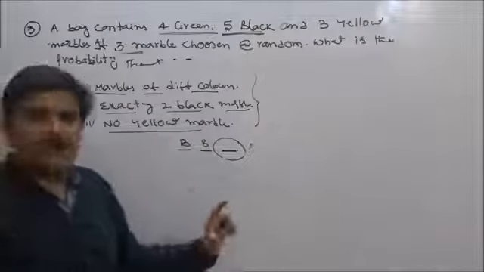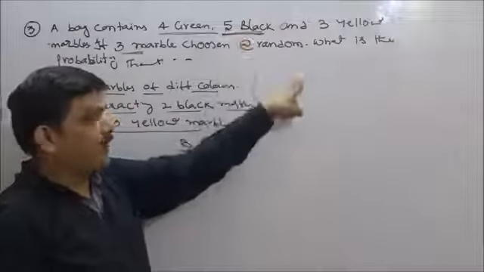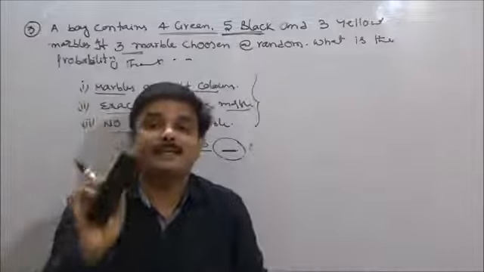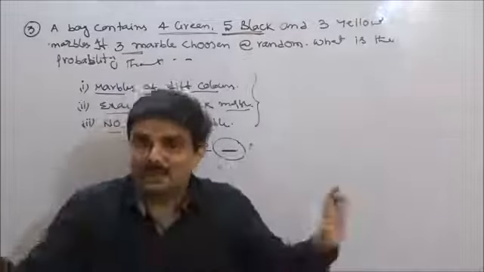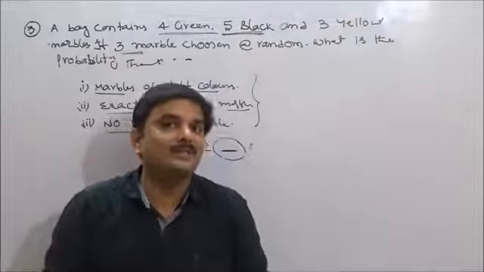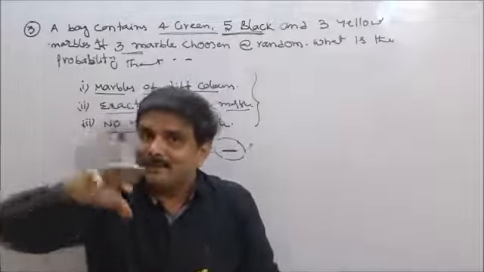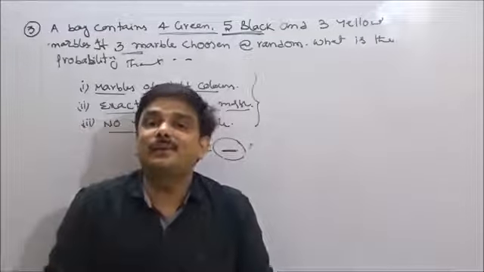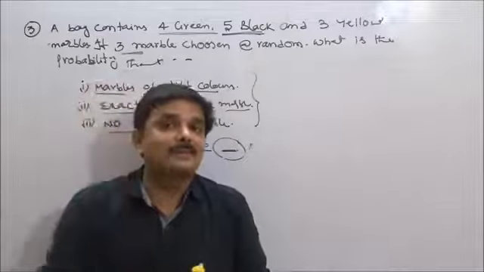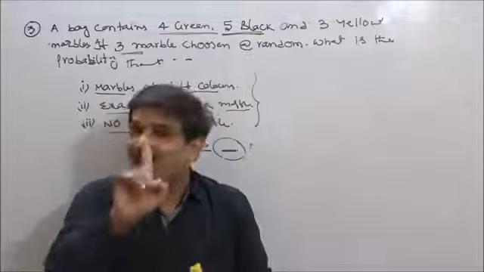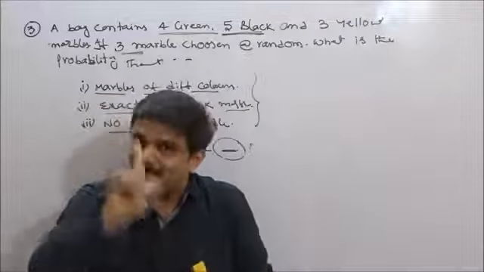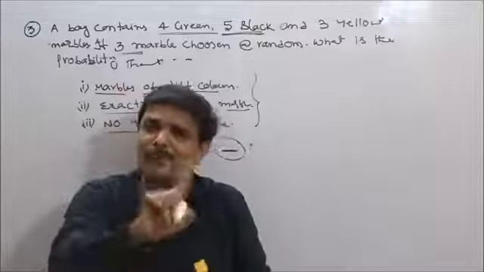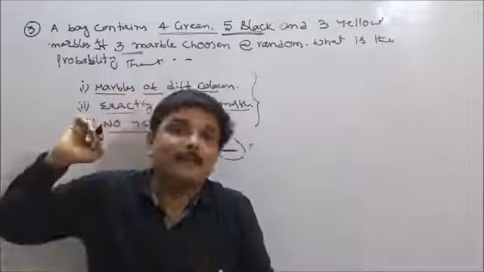Here, simple way. No yellow marble means the sample space is not going to be changed. This is very important, students, because anyway I have to pick up 3. Some students are getting confused. While counting the sample space also, they are not including yellow. That is wrong. Sample space will be the same, means 3 should be picked up at a time.